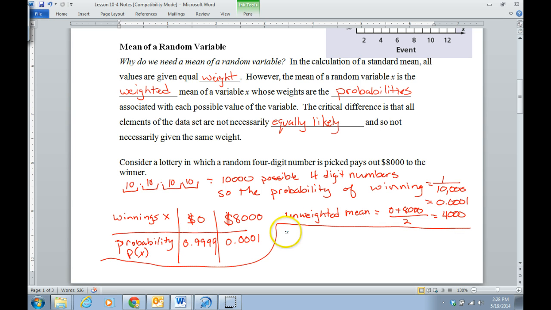So here's how you do the weighted mean. You're going to take 8,000 and multiply it by its probability, 0.0001. And you're going to do the same thing with 0: 0 times its probability, 0.9999. You're going to end up with 80 cents.